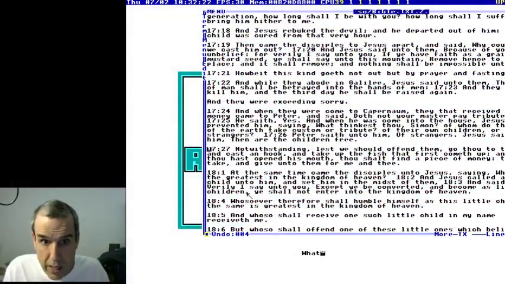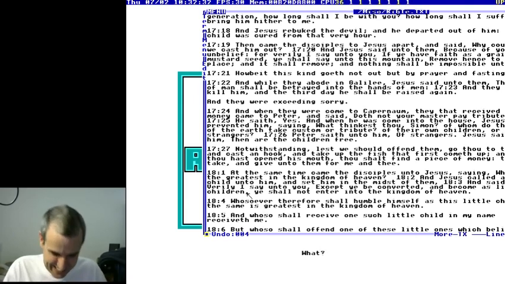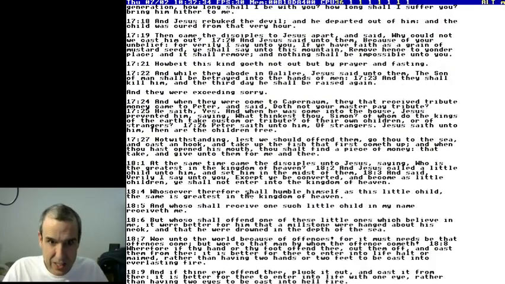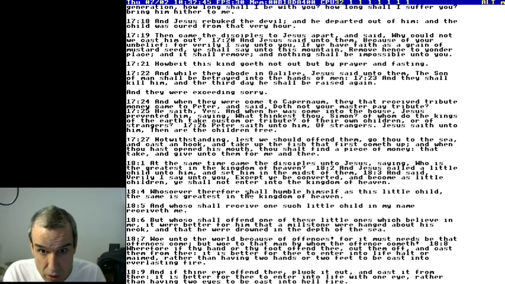I'm going to win the lottery if Microsoft wants to sue over the FAT patent. And let's just say it won't end well for Microsoft. You don't fuck with God. It's God. It really is God. Notwithstanding, lest they should offend them, go thou to the sea, cast in a hook, take up the fish that first comes up, and when thou open his mouth, thou shalt find a piece of money. That take and give to them for me and thee.